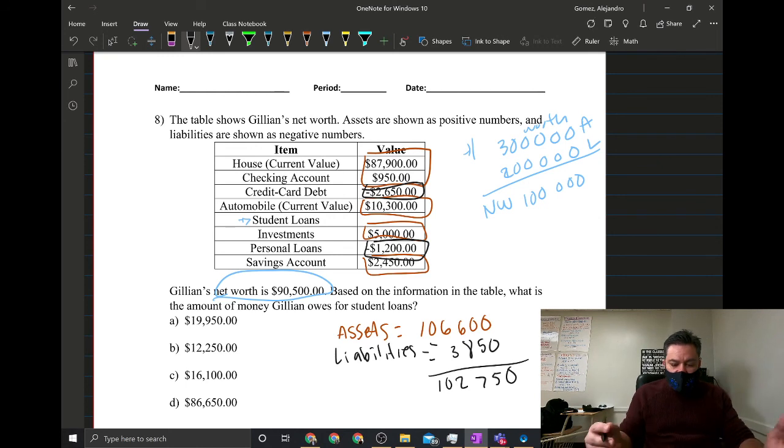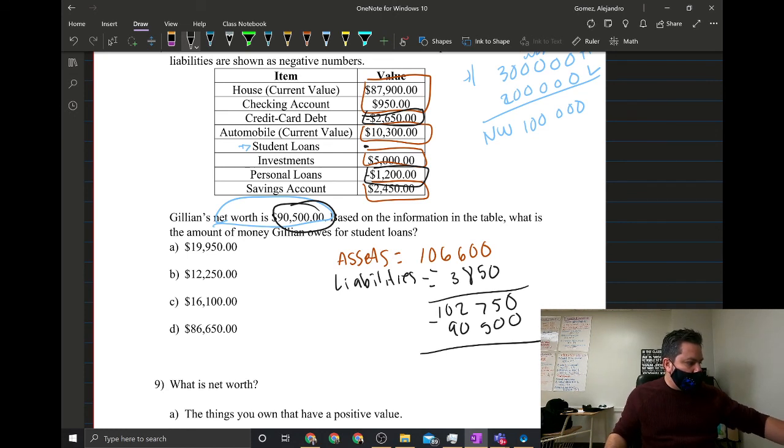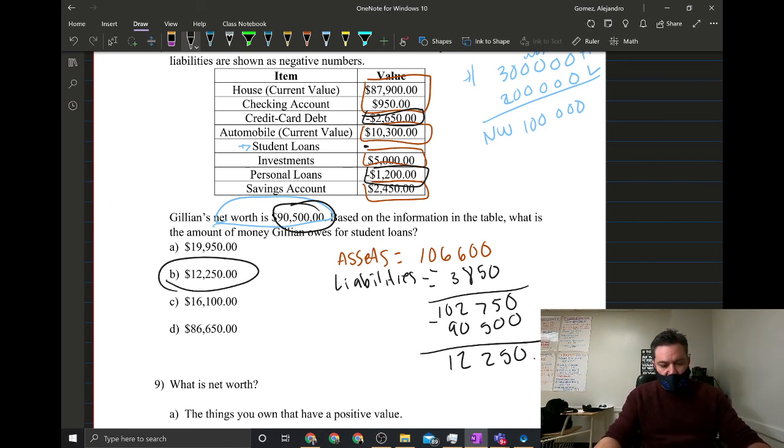Now, to find how much is in student loans, a student loan is going to be a liability, so it's going to be a negative number. All I have to do is subtract the net worth, which is given to me right there, 9,500. When I do that, I get $12,250, which is going to be B. Okay? So that's how you find the missing value.